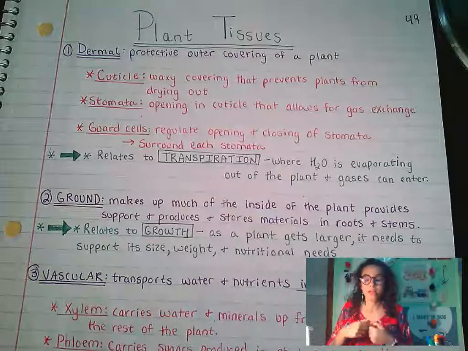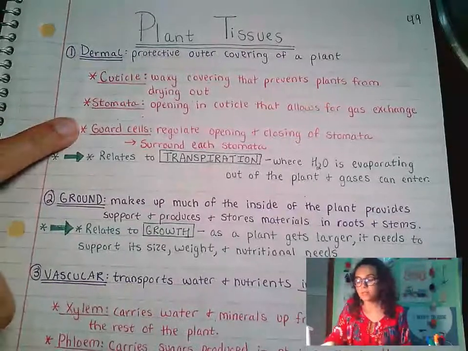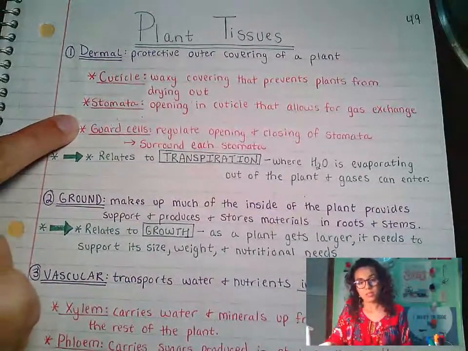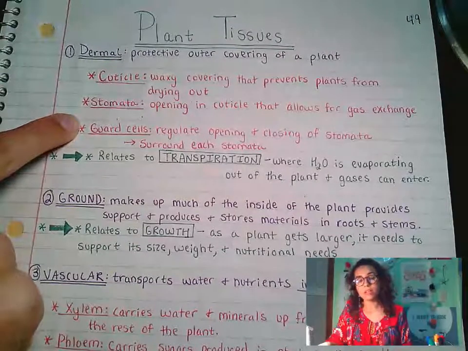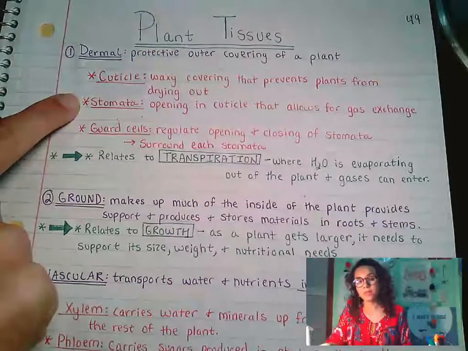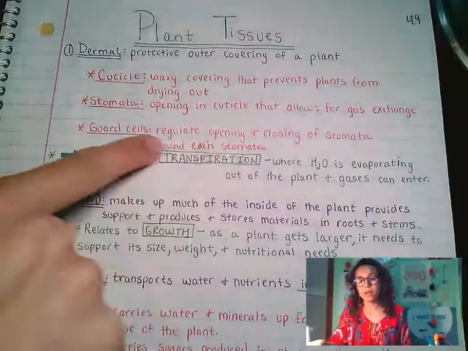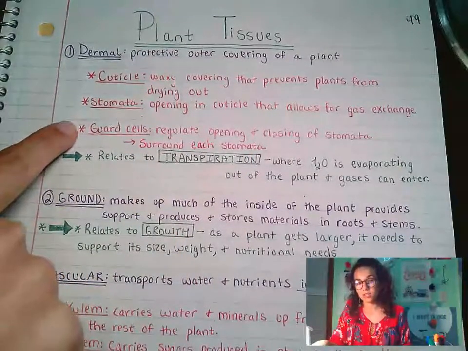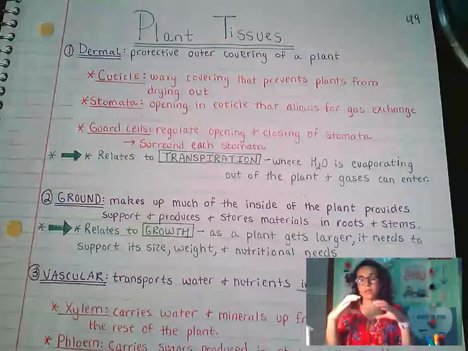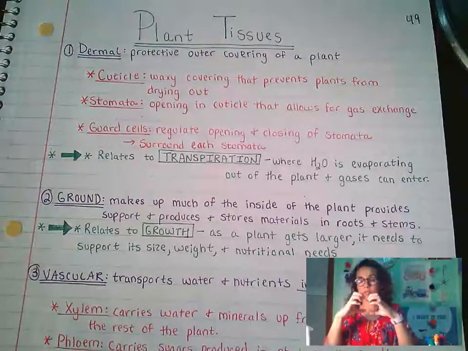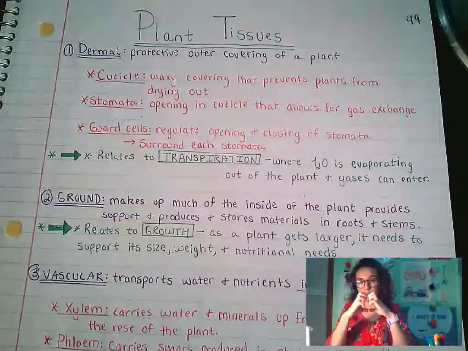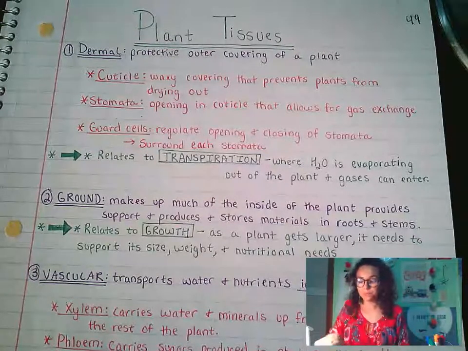Then lastly, we have guard cells. Think about these guard cells as the bouncers at the door. They're regulating the opening and closing of these stomata. They surround each stomata, so each single one has 2 guard cells around it, and they're the ones that allow it to open or close. They either swell with water and constrict, or they lose water, shrink, and open back up.